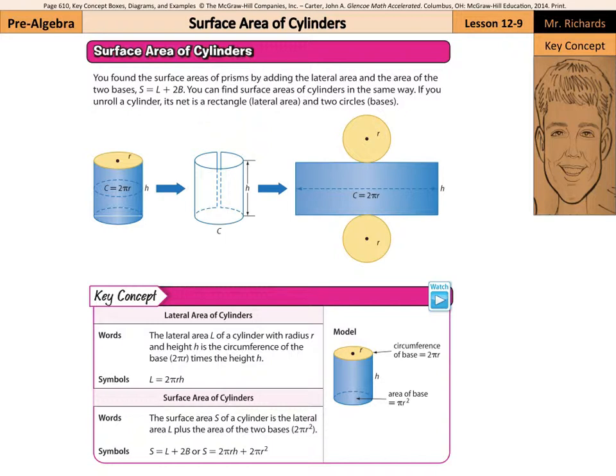You found the surface area of prisms by adding the lateral area and the area of the two bases. Surface area equaled the lateral area plus two areas of the base. You can find the surface areas of cylinders in the same way. If you unroll a cylinder, its net is a rectangle, and that's the lateral area, and two circles that are the bases. And so the lateral area L of a cylinder with radius r and height h is the circumference of the base, which is 2 pi r, times the height.